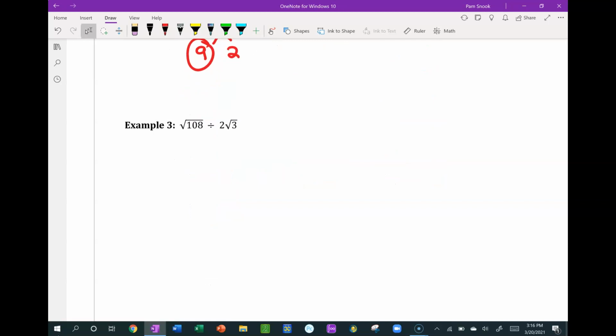Next one we're going to do is dividing. We're going to do the square root of 108 over 2 square root of 3. We're going to have the square root of 108, and we're going to divide this by 2 times the square root of 3. So the first thing I'm going to do is simplify the radical in the numerator. So again, simplify first.